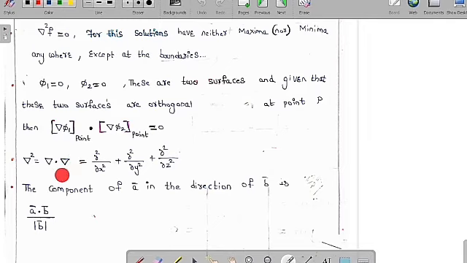And del square, as I have already told, is the dot product of the two del operators, which is del dot del, which is nothing but del square, that is, dou square by dou x square plus dou square by dou y square plus dou square by dou z square.